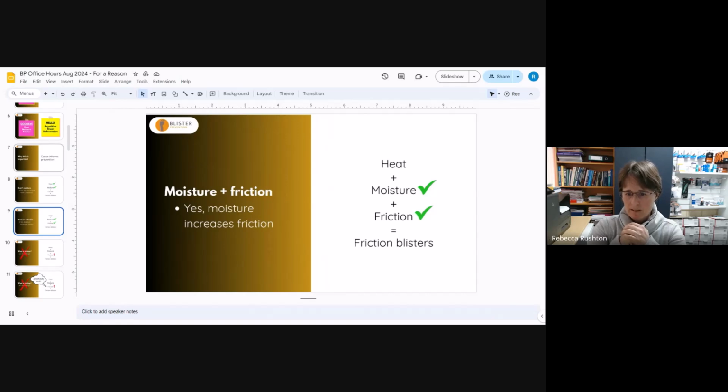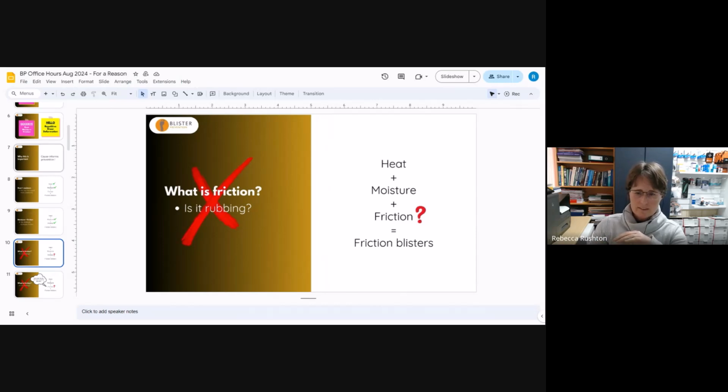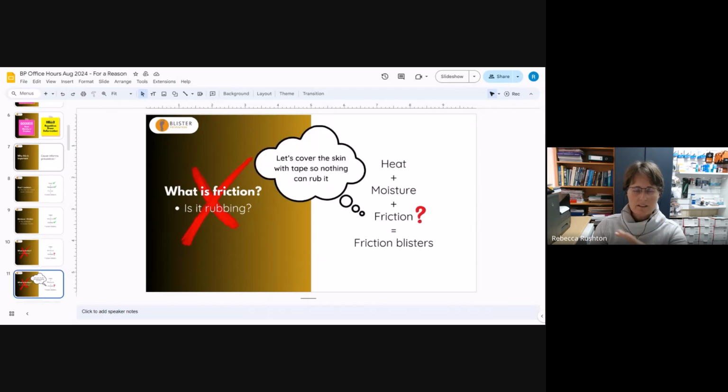99% of us will have a picture in our mind that it means rubbing. And friction in this situation is not rubbing. The friction in friction blisters is actually the opposite to rubbing. It's the force that resists rubbing. It's the force that resists relative motion. However, most of us are stuck on this idea that friction is rubbing, and that leads us to sticking things on the skin like tape, moleskin, and hydrocolloids and that kind of thing to eliminate the rubbing on the skin.